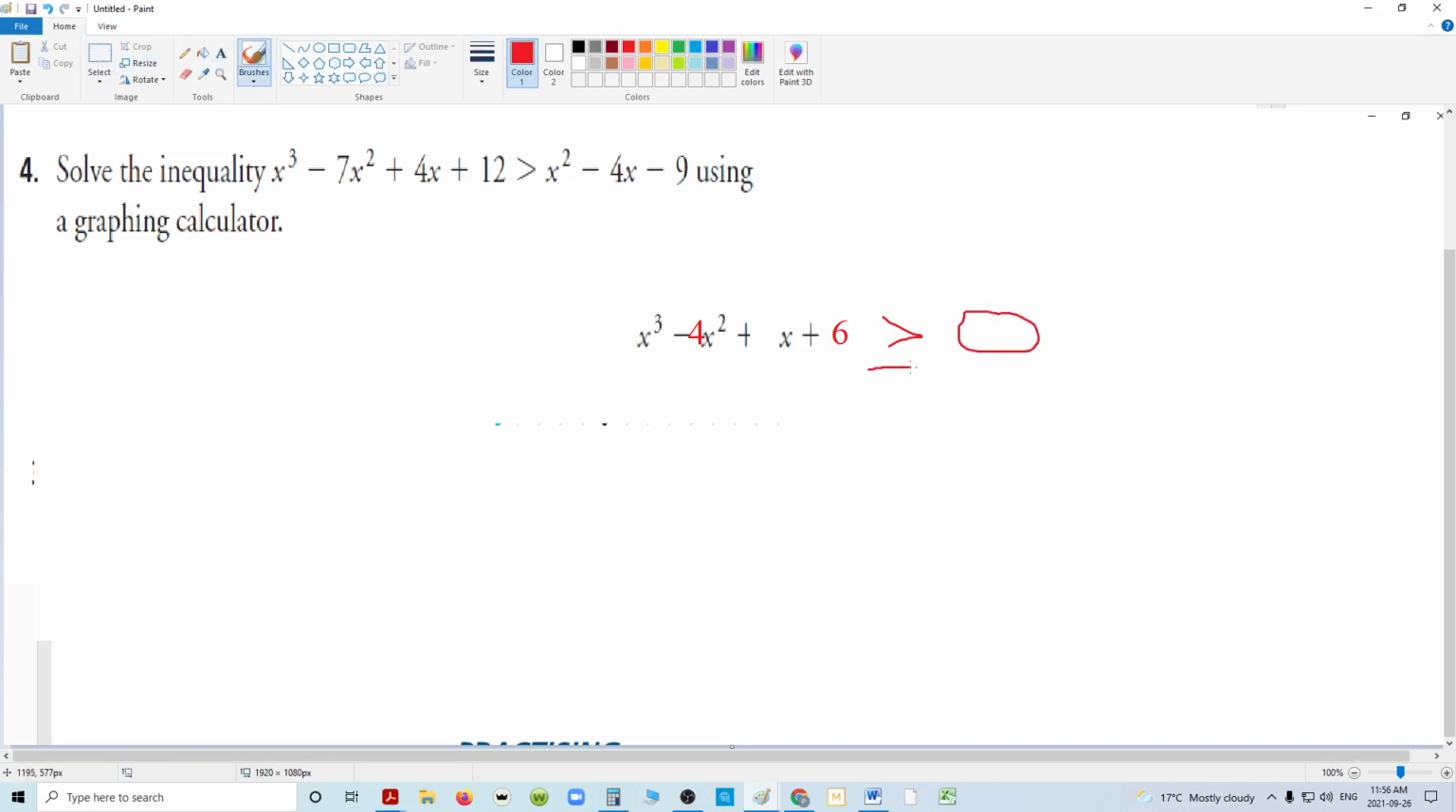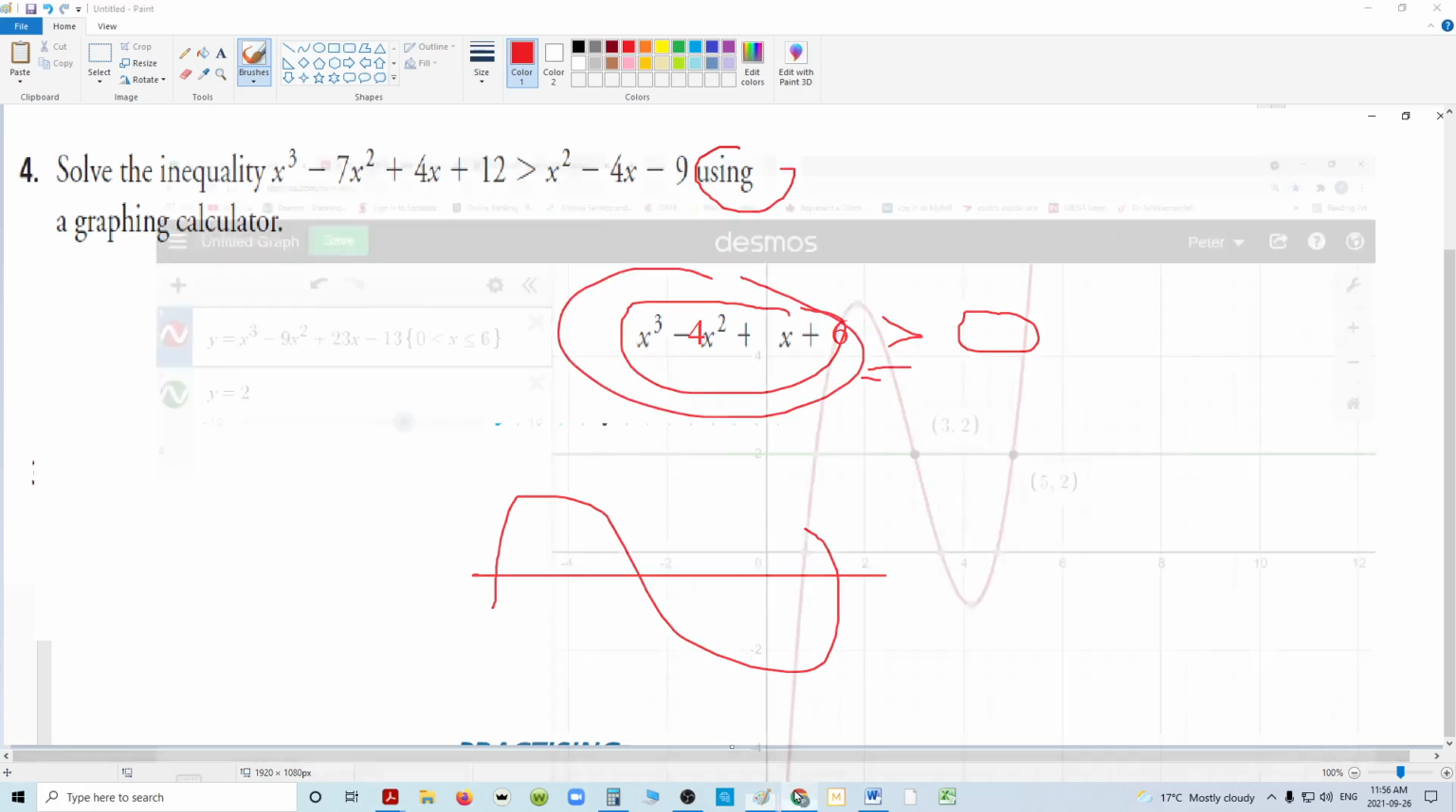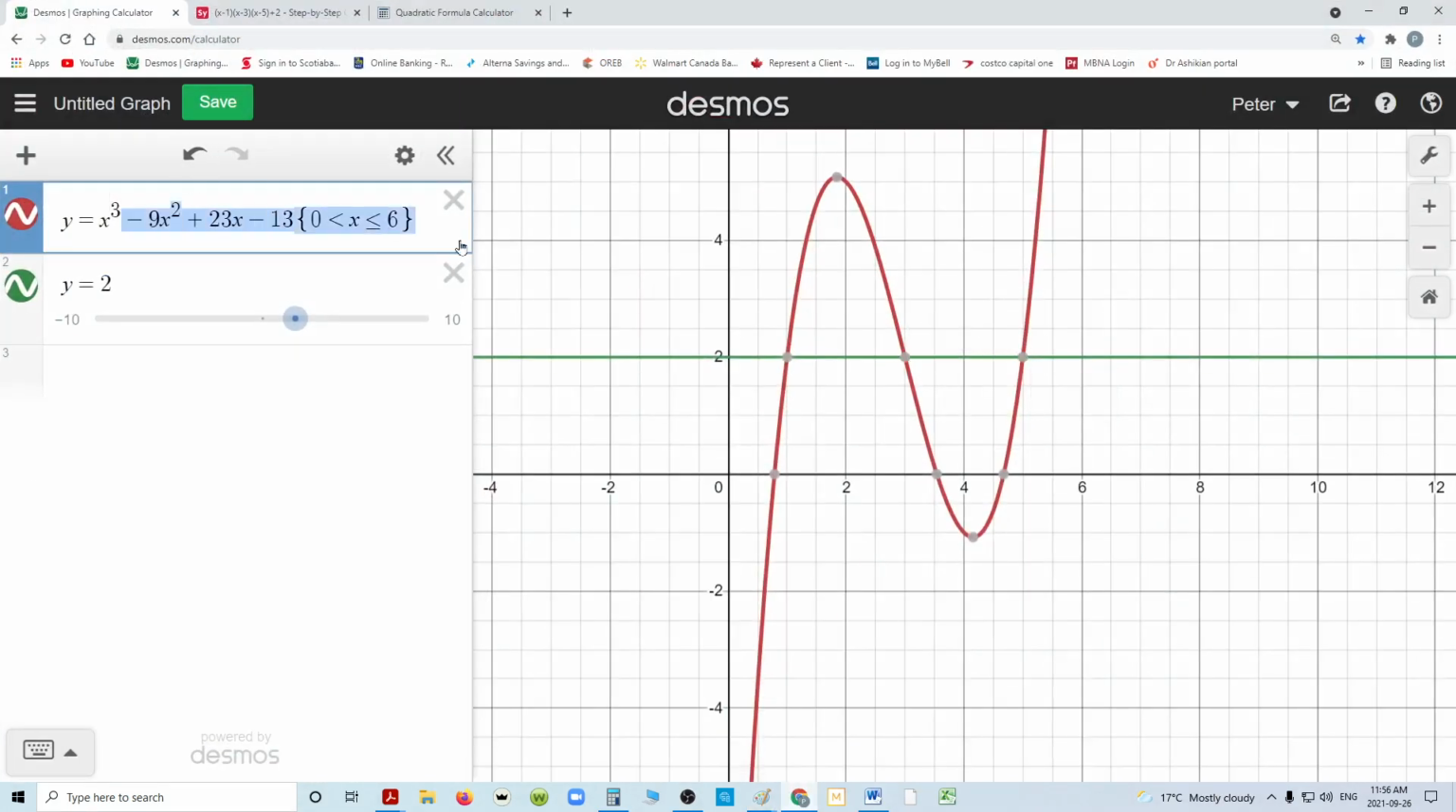So now I just set it equal to 0, and I try to find out if there's any x-intercept, because essentially I've subtracted two functions, and whatever's left over will be above the x-axis or below the x-axis. And you could graph this. Oh, and it says using a graphing calculator. So now you would put this into a graphing calculator. X cubed minus 4x squared.